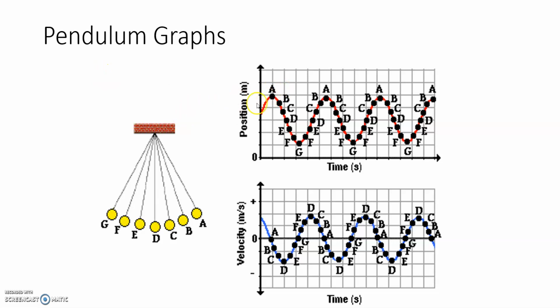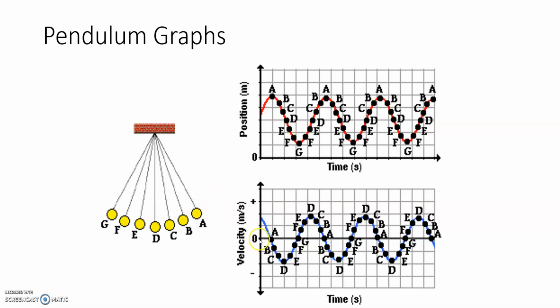But right now we're looking at just how that graph looks. If we have these points here, A, B, C, D, E, F, and G, it labels them on the graph. You can see the position. It starts at a high, and then it drops down, and then it comes back up, and we have this change in position over time.